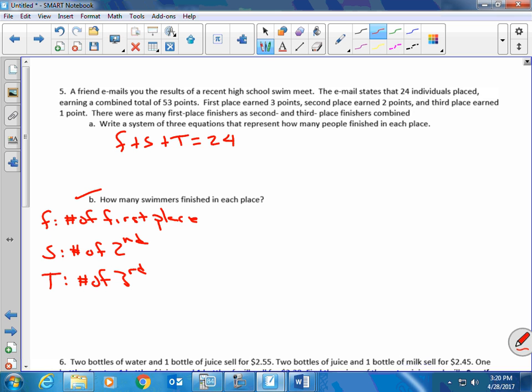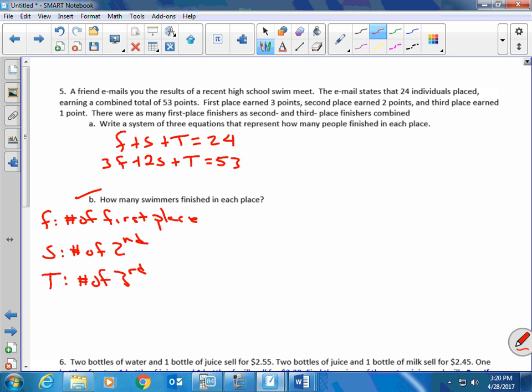Next, the number of points earned. Well, every first finisher earns 3 points. Every second place finisher earns 2 points, and every third place finisher earns 1 point, and 53 total points were scored. Okay, I don't see any more totals in that problem.